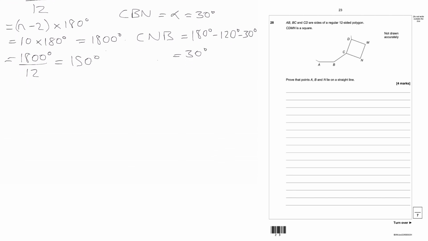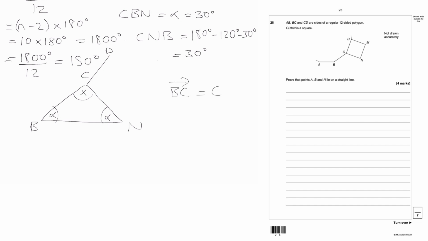So what we have is a triangle as follows, where we have this corner B, here we have C, and here we have N. This angle here is alpha, this angle here is also alpha, and then we have this angle X. Now we know that this is the side of a regular polygon, and this length, which forms part of the square, is the same. I'll label that D. So we know that this length BC is equal to this length CD.